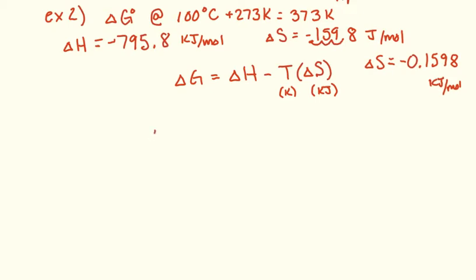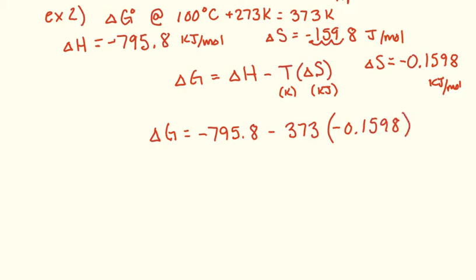We're solving for delta G, so we're going to say delta G equals negative 795.8 for our delta H, and then minus, we have our new temperature at 373 degrees Kelvin, and then our delta S, which will be negative 0.1598. Now when you're using this equation here, you want to be checking your work. Your delta S should generally be a very small number. If it's not, you know that you forgot to convert it from joules to kilojoules.